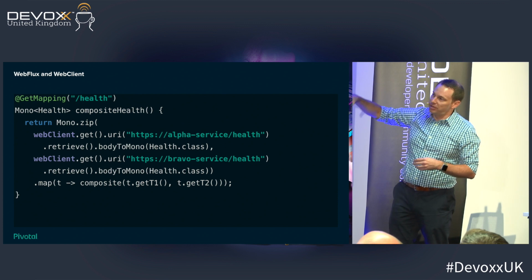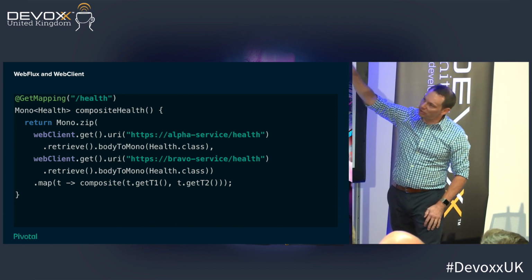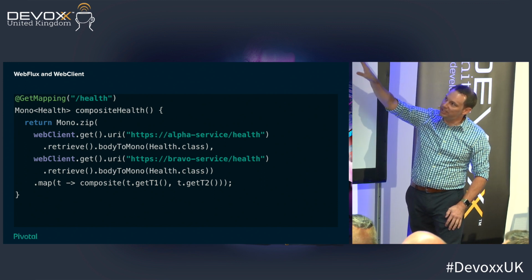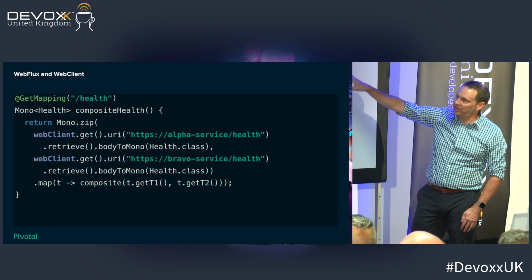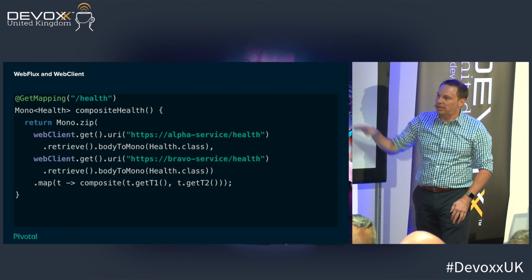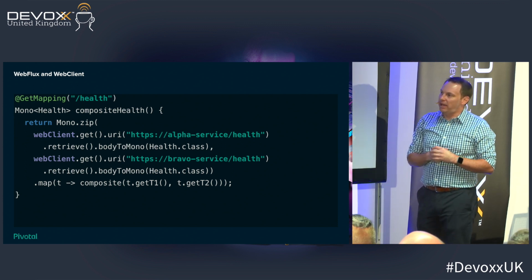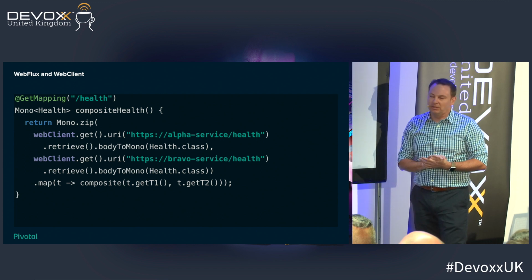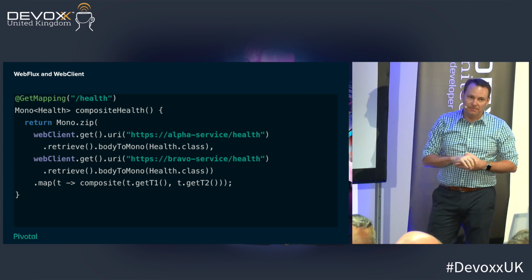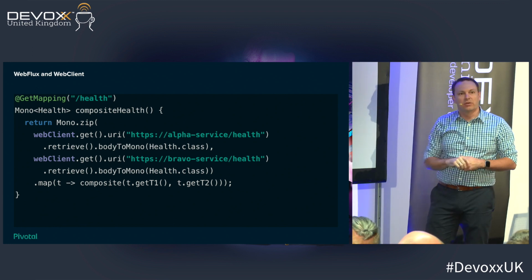So we're going to say monozip, I want you to do these 2 things together, and the 2 things I want you to do is go talk to our alpha service here, retrieve the data from its health endpoint and turn it into one of these health objects, go grab it from our Bravo service as well, composite those 2 things in a tuple together, and return whatever that health object is that comes out the other side. But the key thing that happens here when you take a look at this code is you haven't described it anywhere, but these 2 things get to execute in parallel with one another.